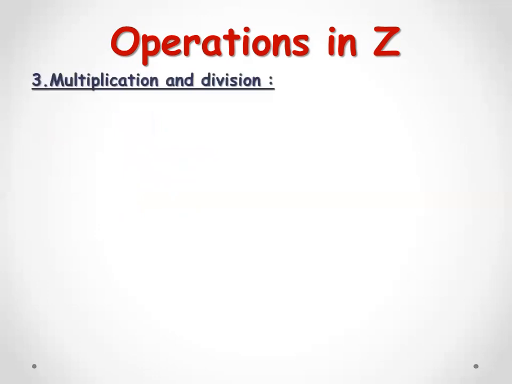Third operation is multiplication and division. Multiplication and division have the same rule. Okay, same sign. If I'm multiplying or dividing, same sign, my answer is going to be positive. As in the example here, I'm multiplying two numbers with the same sign. Negative 2 times negative 5. So my answer is going to be positive.